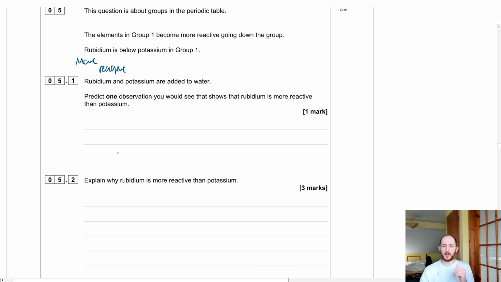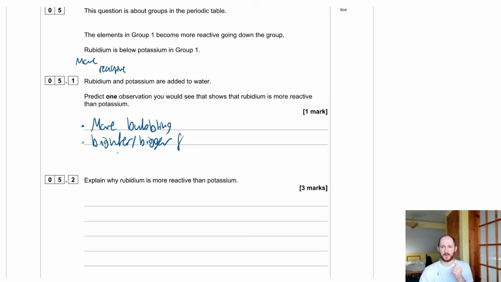There are loads of different answers, okay? So I'm going to put maybe a couple on here, but we're going to talk through some. So more bubbling, for example. If it's more reactive, it's going to bubble or fizz more. Another one is that you might get a brighter or bigger flame. Depending on how much you put in, it does actually kind of catch fire. Some others you could say is that rubidium would catch fire more quickly.